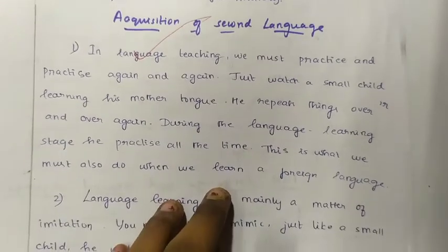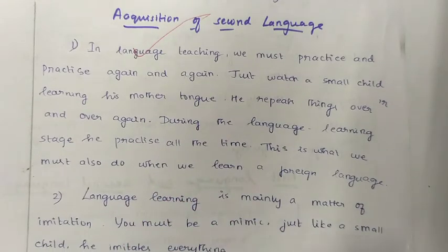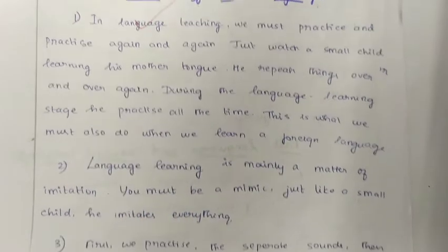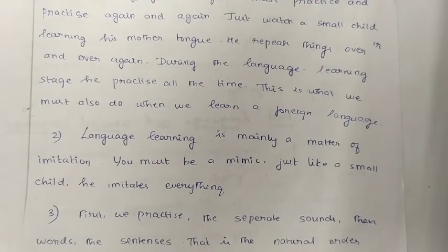During the language learning stage, he practices all the time, right? The child has to practice all the time. This is what we must also do when we learn a foreign language. Second, language learning is mainly a matter of imitation. Okay, we need to imitate somebody. We need to imitate our favorite teacher. We need to imitate our favorite actress. We need to imitate some of the political leaders who used to excel in English. Okay, right? So there are so many sources that show language learning is mainly a matter of imitation.